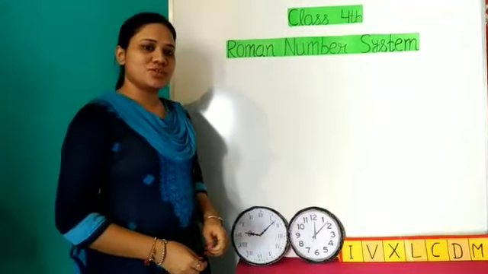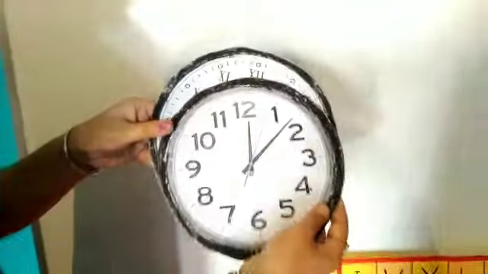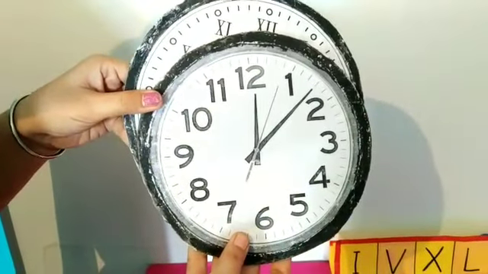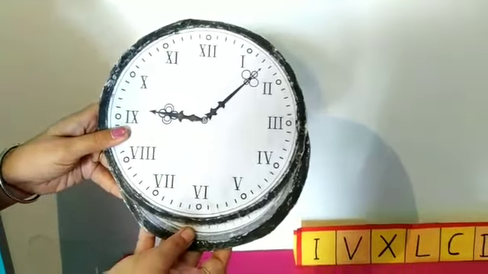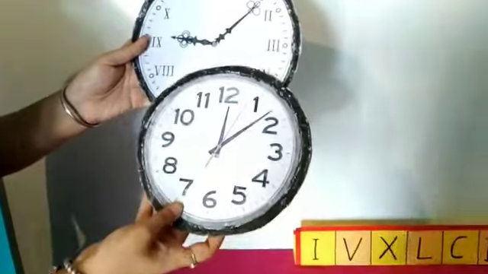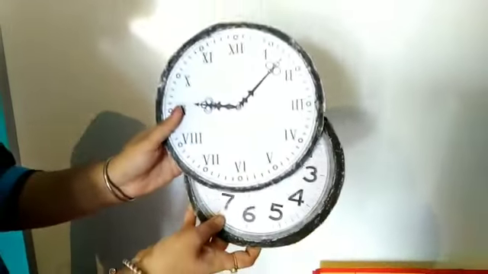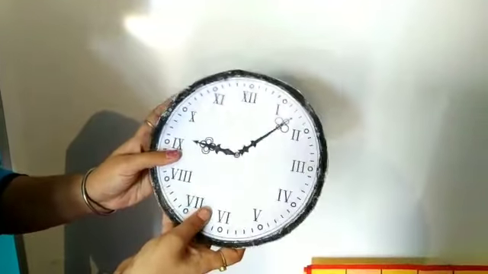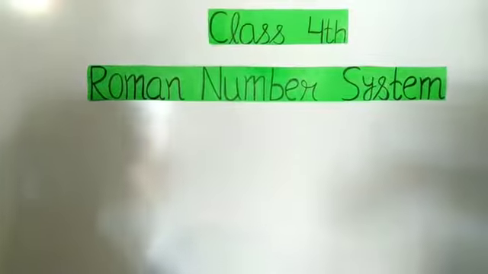Hello students, I have two clocks. So how many numbers in this clock? Yes, it's up to 12. And in this clock, do you know? No. Why? Because these numbers are not matching to our Hindu-Arabic numbers. And these are Roman numbers. So students, today we will discuss the Roman number system.